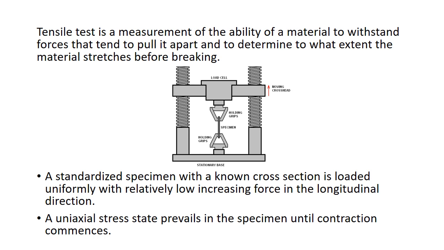Principle. A standardized specimen with known cross-section is loaded uniformly with a relatively low increasing force in the longitudinal direction. A uni-axial stress state prevails in the specimen until contraction commences. The ratio of stress to strain can be shown from the plotted load extension diagram. Equipment used to determine the tensile strength is a universal testing machine, extensometer, scale, vernier caliper and punching tool.